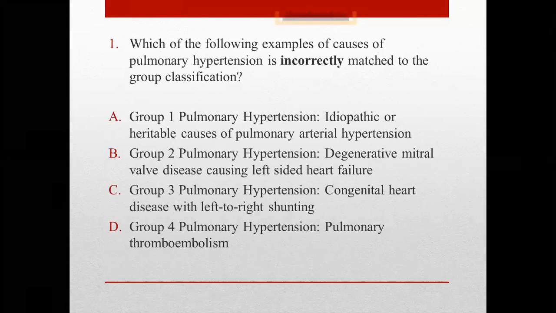Which of the following examples of causes of pulmonary hypertension is incorrectly matched to the group classification? Group 1 pulmonary hypertension includes idiopathic or heritable causes of pulmonary arterial hypertension. Group 2 pulmonary hypertension, degenerative mitral valve disease causing left-sided heart failure. Group 3 pulmonary hypertension, congenital heart disease with left to right shunt. And group 4 pulmonary hypertension, pulmonary thromboembolism. So I can see that we already started answering.